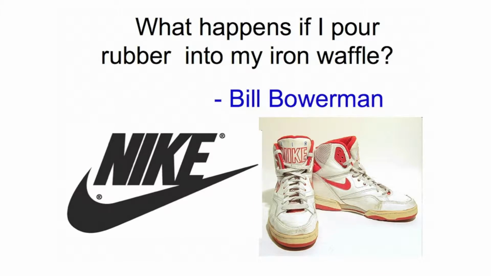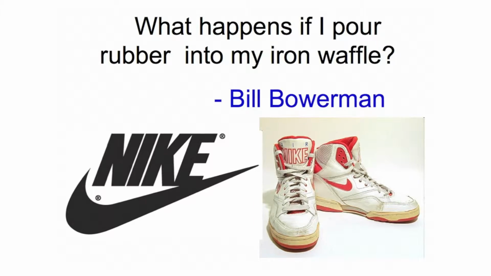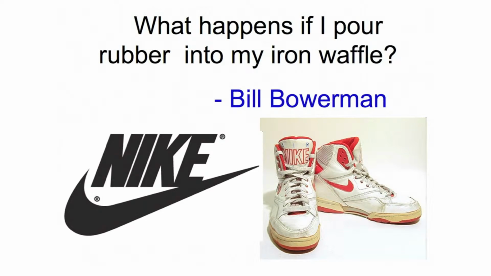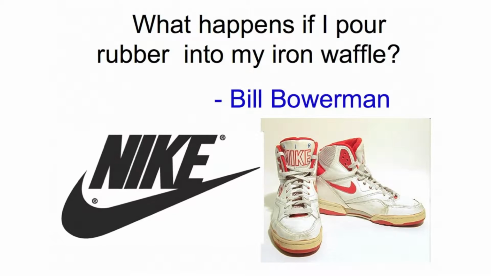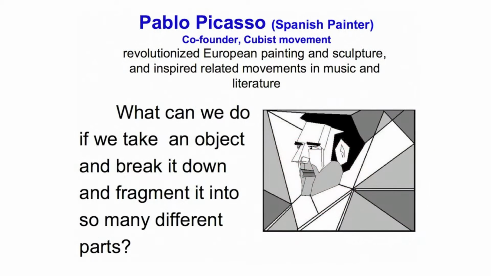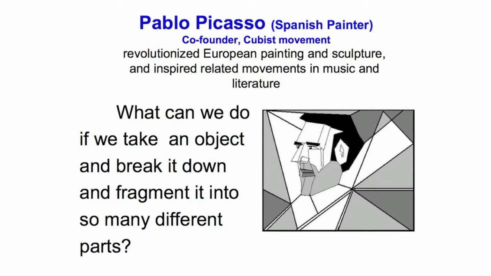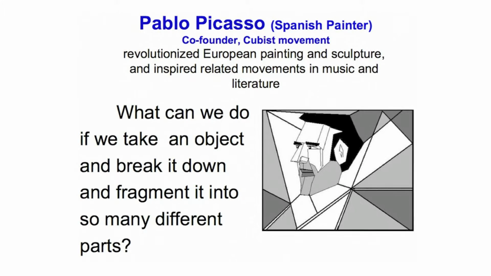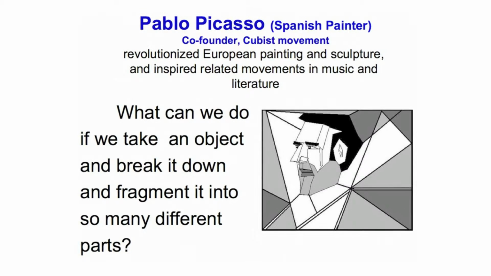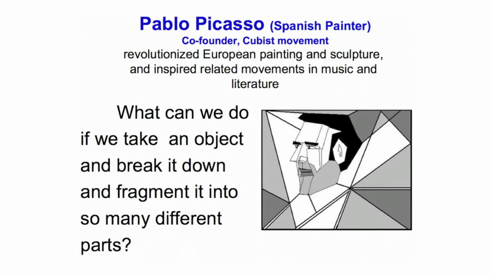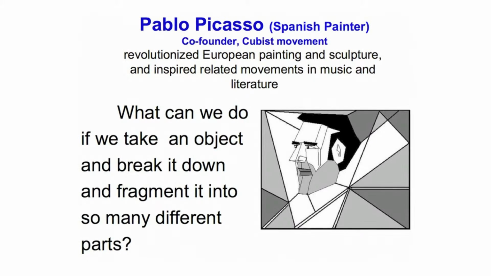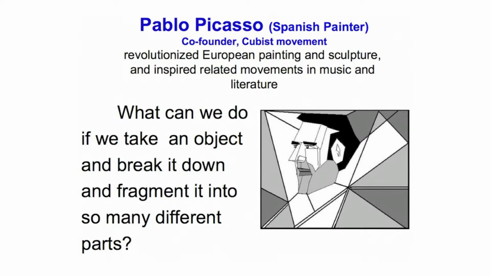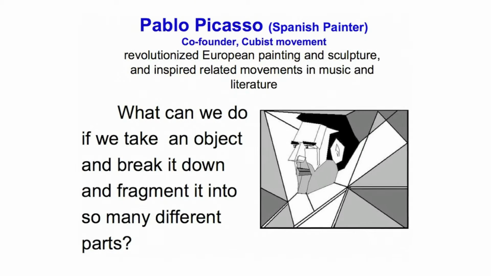What happens if I pour rubber into my iron waffle? Bill Bowerman asked, and Nike was born. What can we do if we take an object and break it down and fragment it into so many different parts? Asked Pablo Picasso, a Spanish painter. He is the founder of the Cubist movement that revolutionized European painting and sculpture and inspired related movements in music and literature.